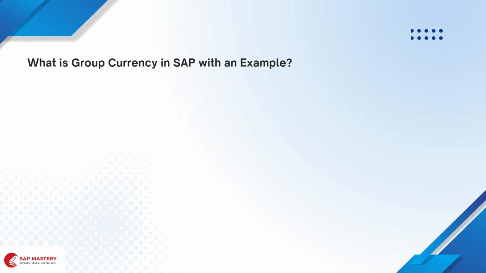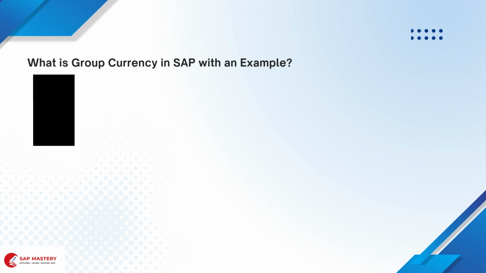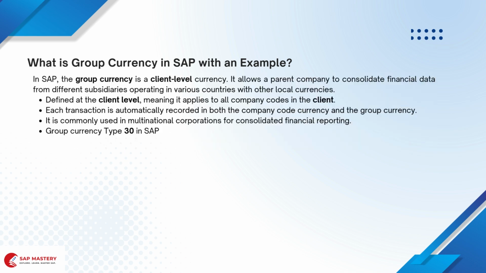What is group currency in SAP with an example? In SAP, the group currency is a client-level currency. It allows a parent company to consolidate financial data from different subsidiaries operating in various countries with other local currencies. It is defined at the client level, meaning it applies to all company codes in the client. Each transaction is automatically recorded in both the company code currency and the group currency. It is commonly used in multinational corporations for consolidated financial reporting. Group currency is type 30 in SAP.